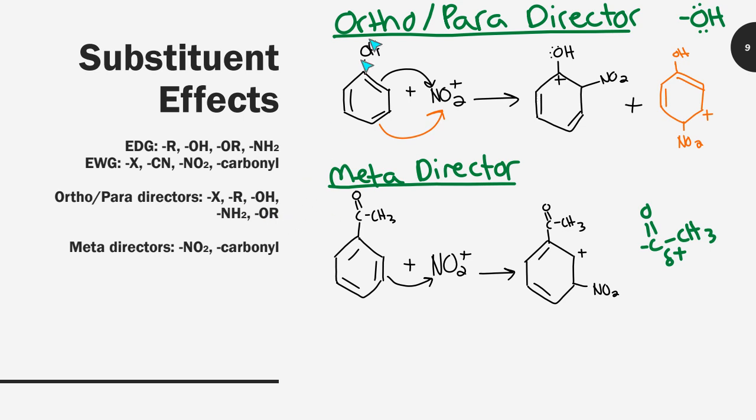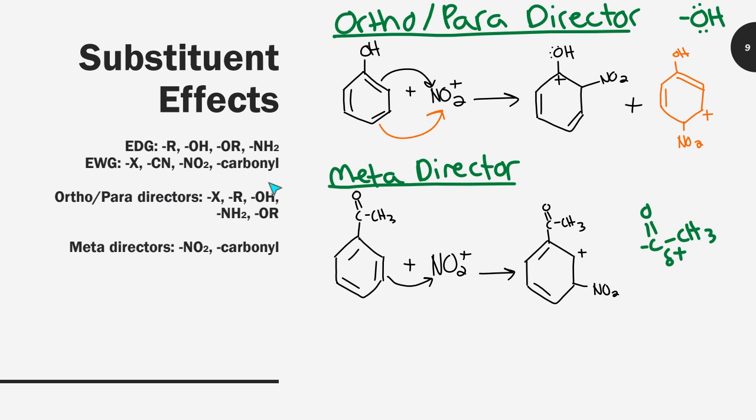So these groups also have an effect on where subsequent reactions will happen. So we have ortho-para directors, which are typically your EDGs, and then you have your meta-directors, which are typically your EWGs. The only exception to this is your halo groups.